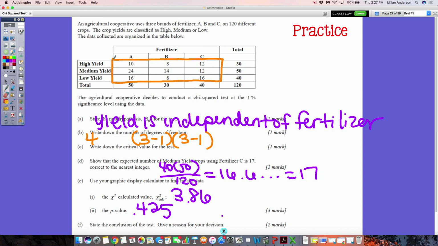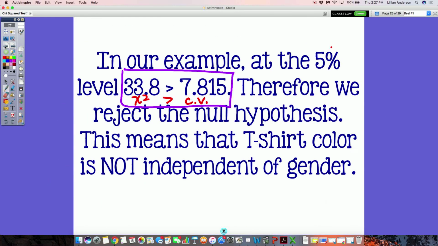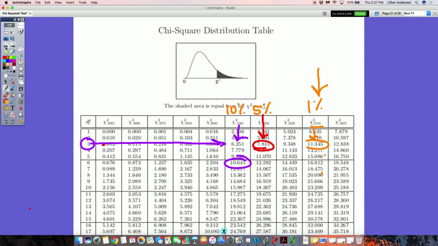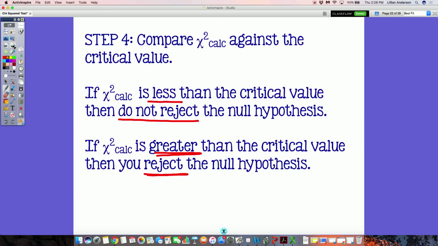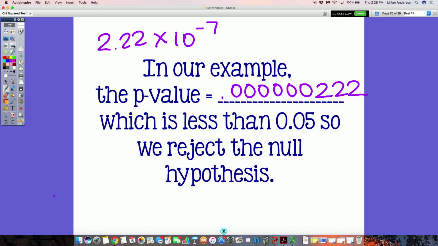So since my degrees of freedom is 4 and my significance level is 1%, you have to write down the critical value for that test. So you go back to the table and you say, okay, degrees of freedom of 4, a significance level of 1%, and you see where the two intersect. And did you guys get 13.277? Yes. Awesome. 13.277.